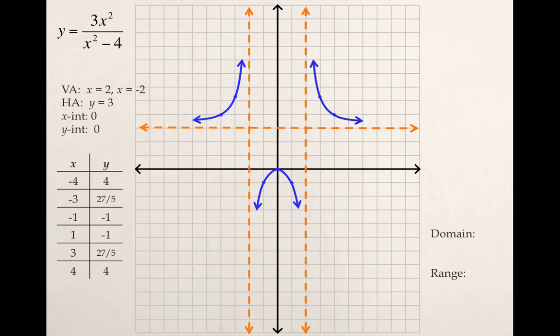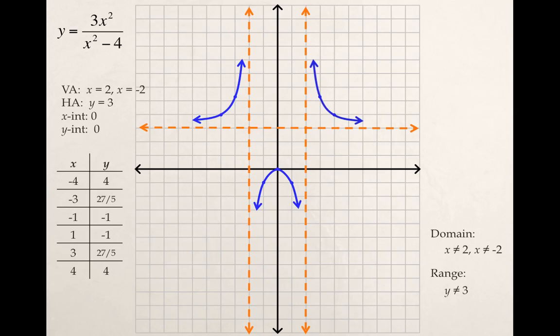As far as domain and range go, we again take a look at our vertical asymptotes. Since we have two vertical asymptotes, we need to exclude two different values in our domain. And for the range, since I do have graph that is above and below my horizontal asymptote, I will simply say y is not equal to 3, which serves as my horizontal asymptote. Okay?